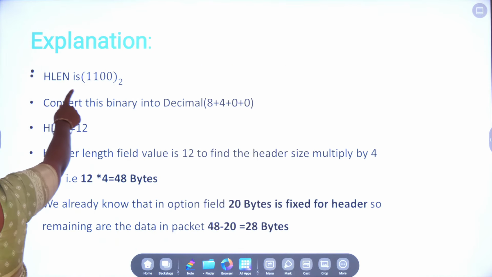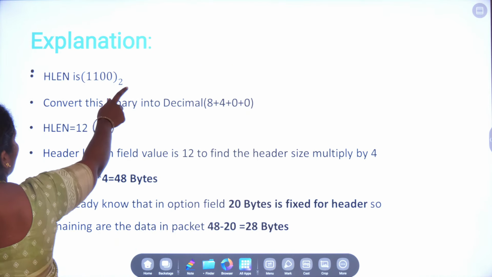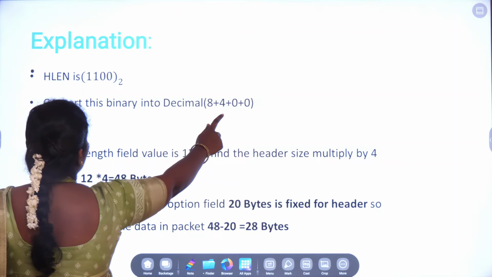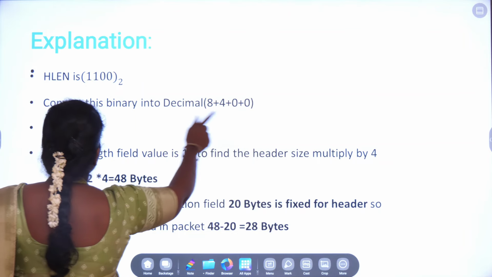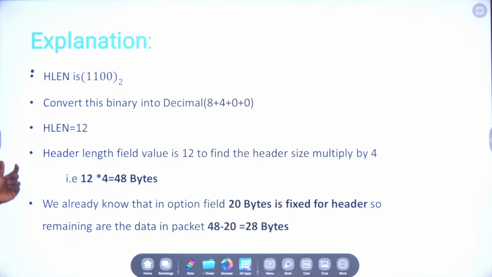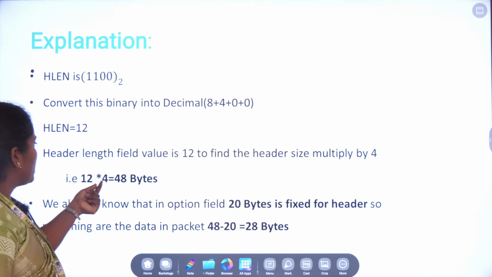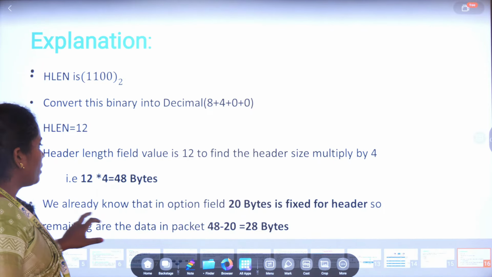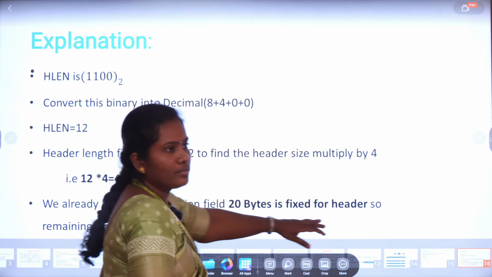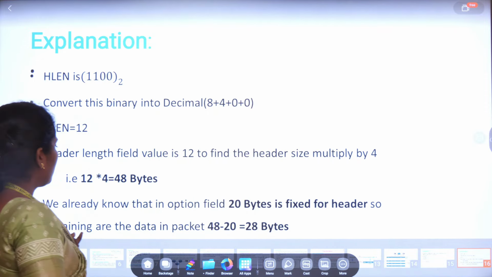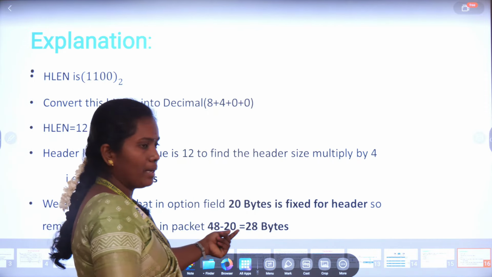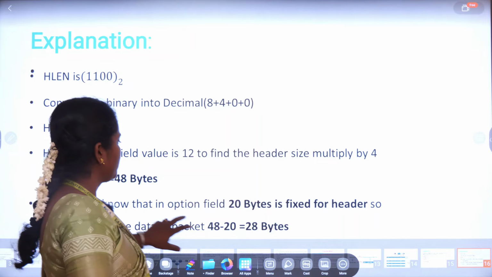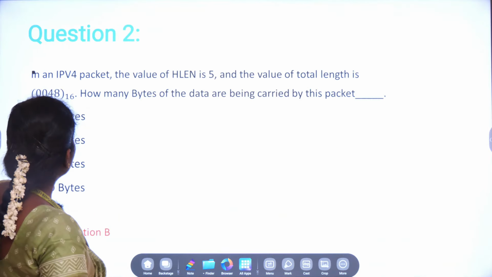Here HLEN is given as 1100 in binary. We are converting this into decimal, that is 8 plus 4 plus 0 plus 0 is 12. To find the length of the header, we multiply by 4, that is 12 into 4 is equal to 48 bytes. We already know that the fixed header is 20 bytes, and the remaining is the options. 48 minus 20 is equal to 28 bytes. So option D is the answer.